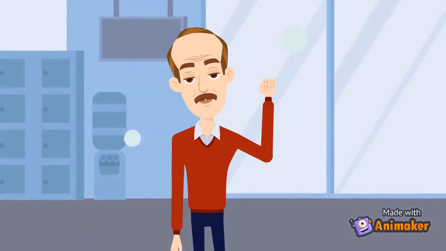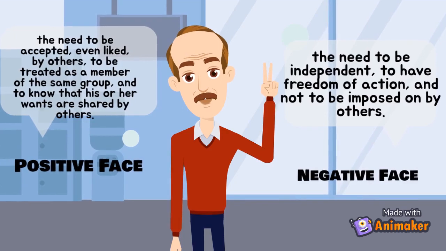There are two kinds of face. First is the positive face. A person's positive face is the need to be accepted, even liked, by others, to be treated as a member of the same group, and to know that his or her wants are shared by others. The second is negative face. A person's negative face is the need to be independent, to have freedom of action, and not to be imposed on by others.